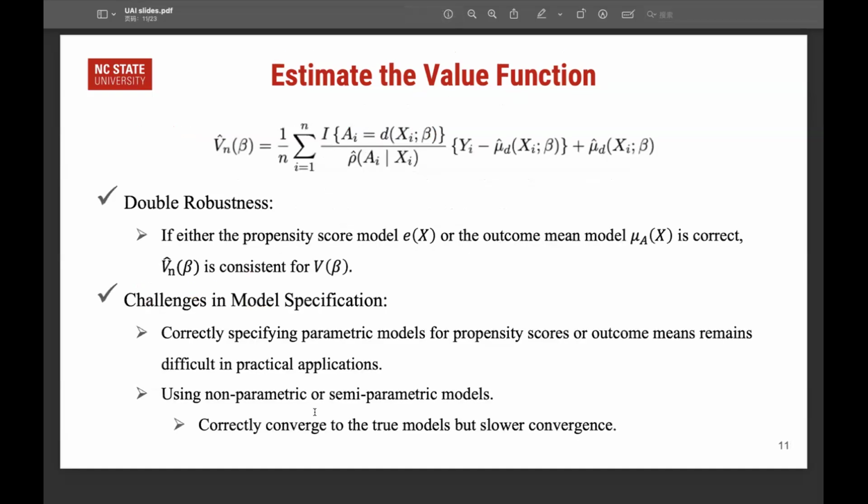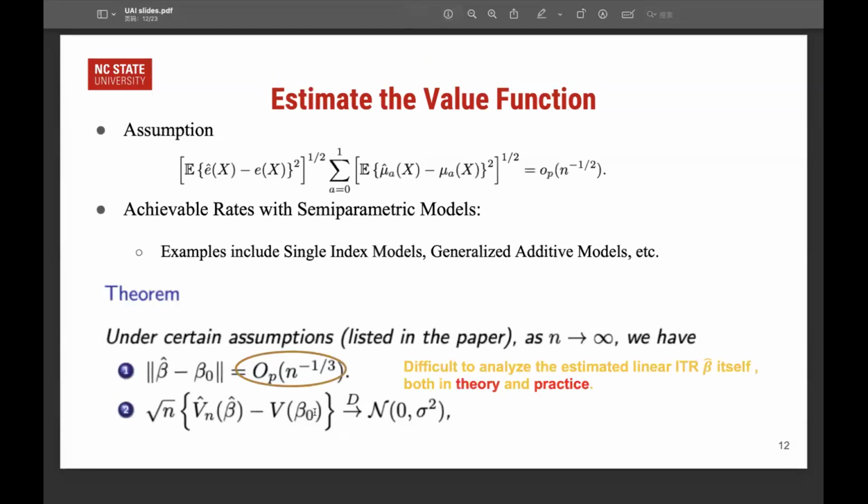One nice property of the AIPW estimator is that it is doubly robust, which means if either the propensity score model or the outcome mean model is correctly specified, then the estimated value function is consistent for the true value function. However, even with this nice property, choosing the right parametric models for real-world data can still be a challenge. That's why we often turn to flexible non-parametric or semi-parametric models. These models can always converge to the true functions, but they have another trade-off. They converge more slowly. Here, let's first study the AIPW estimator.